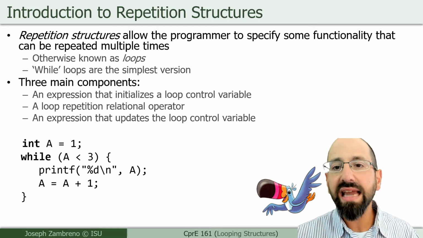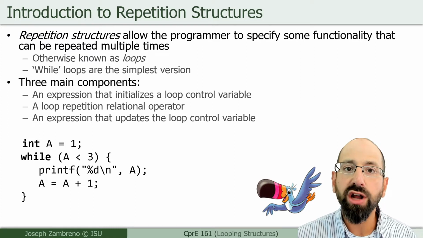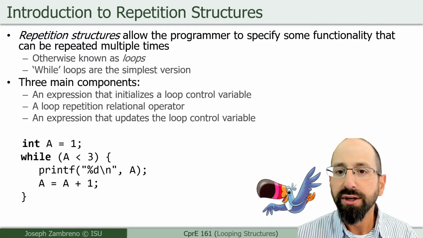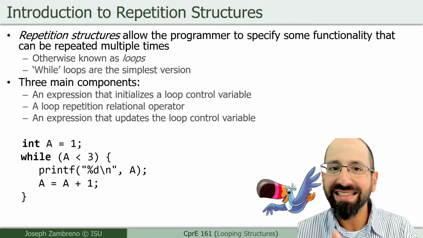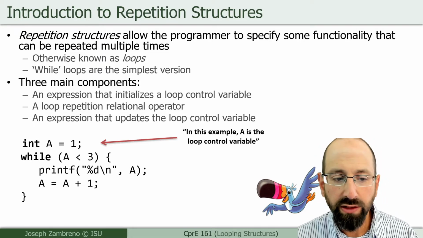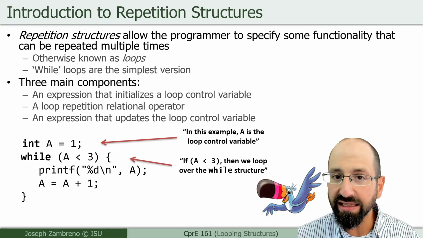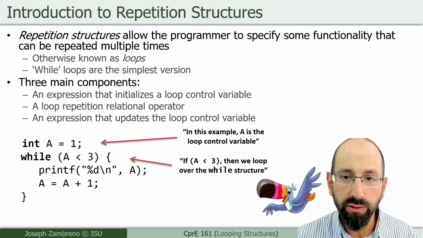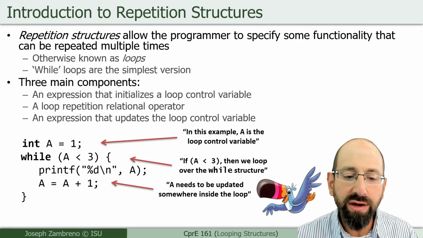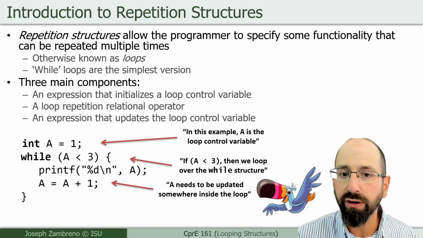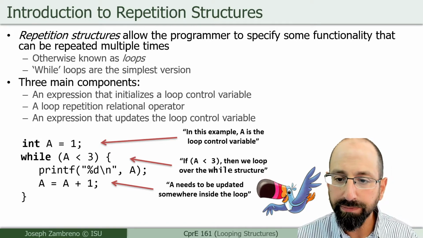And then inside the loop, there needs to be, for that third thing, some expression that is going to update the loop control variable. So we go from a condition that keeps us in the loop to eventually some condition that gets us to leave the loop. So in this example, a is the loop control variable. If a is less than 3, then we loop over using the while structure. And finally, at some point inside the loop, we need to update that loop control variable to have some reason to actually exit the loop.